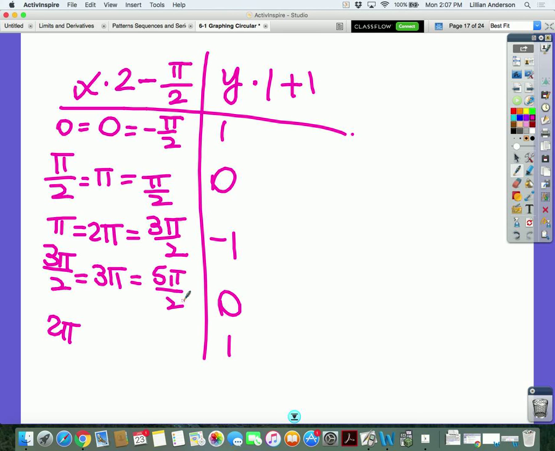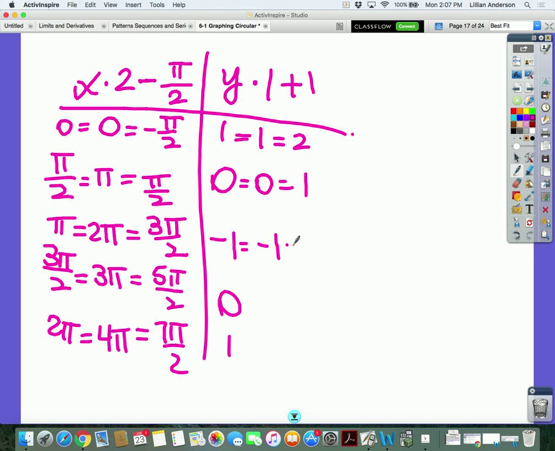And if you catch it, you can see a pattern. I got pi over 2, 3 pi over 2, 5 pi over 2, so the next one should be 7 pi over 2. And that's exactly what you get. Times 1, add 1. Times 1, add 1. Times 1, add 1.